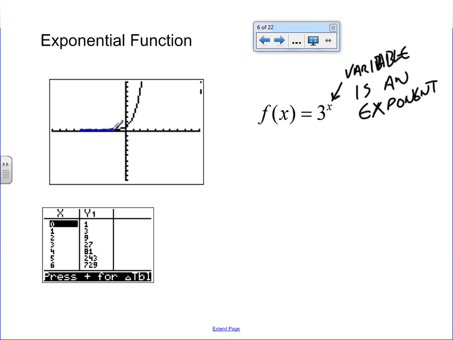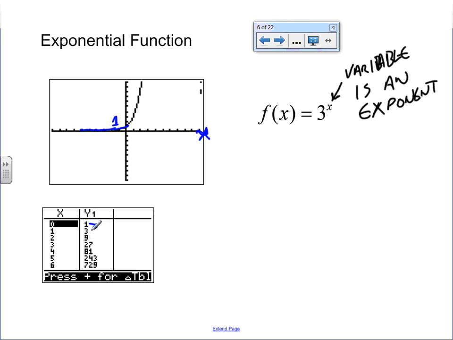It crosses the y-axis most of the time at 1. Okay, if it's just a straight one like this, this one's going to cross at 1. And it gets big really, really fast. Okay, that's what tells me the exponential function. That's kind of the key features. It gets really tight to the x-axis here, and then we go through at 1, and then we get really, really big, really, really fast, okay?